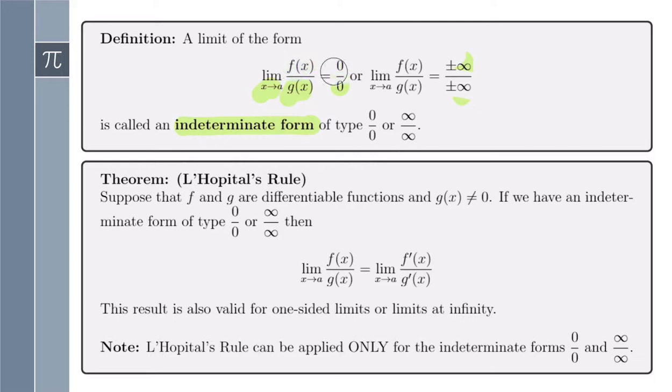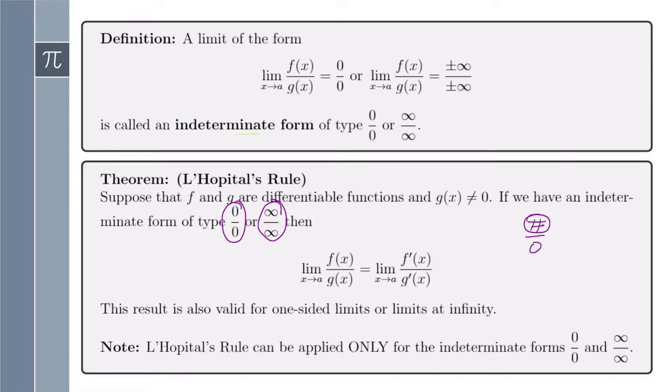Two things here that we really need to pay attention to. First, we can use this rule only if we get 0 over 0 or infinity over infinity. We cannot use this rule if we have a number over 0, or a 0 over a number, which is just 0. If we have a number over 0, we really cannot use this rule.